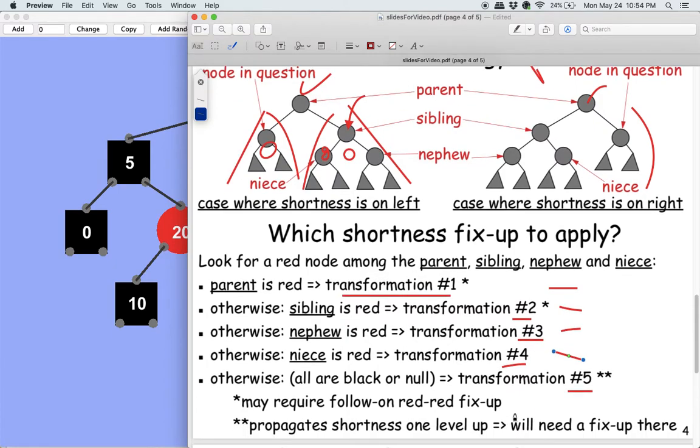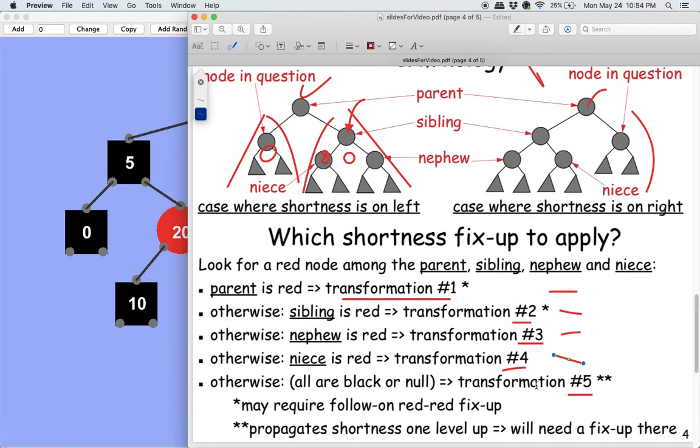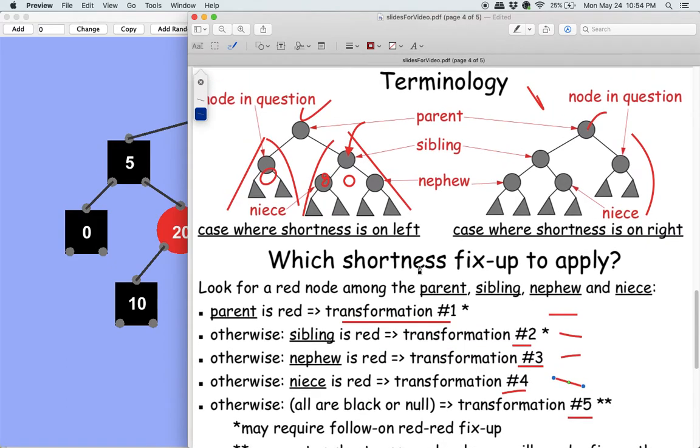And transformation number 5 is one where it actually balances this tree, but the way it balances the tree is not by making this guy larger to match the original. It actually shrinks this guy, so they're both the same, but now this whole tree has shortened in black height by 1, and so we need to do a fix-up at the next level up. So transformation number 5 is the only one that causes us to go to a higher level.